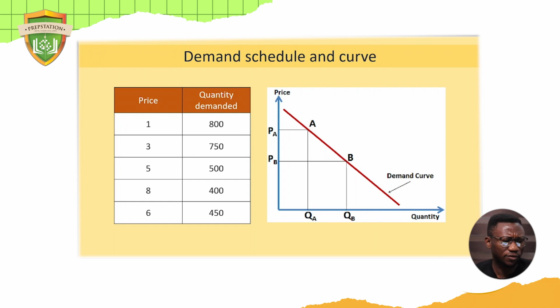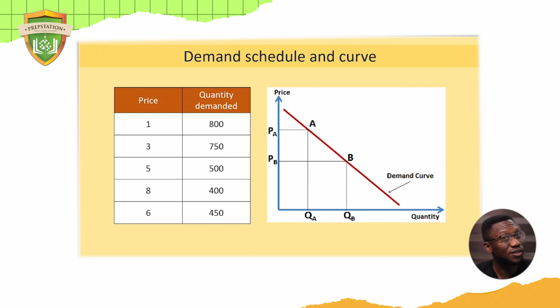So now I have my price here on this schedule. The price is 1 and the quantity demanded is 800. The price is 3, the quantity demanded is 750. And the price is 5 and the quantity demanded is 500. Now if you notice something based on this graph, as the price was increasing, the quantity demanded, the units bought, were actually reducing. That's normal. I told you from the start, the law of demand says as the price increases, the quantity demanded falls.